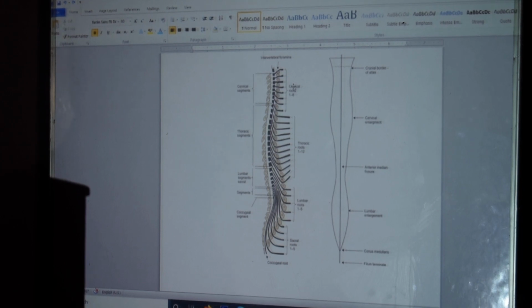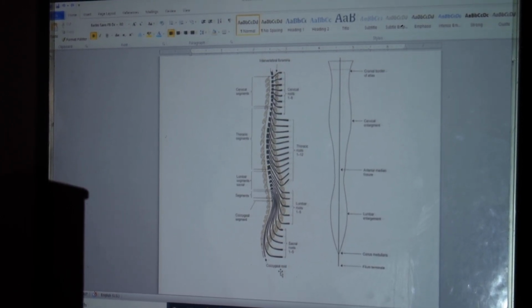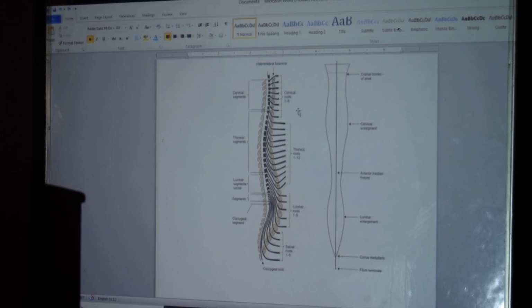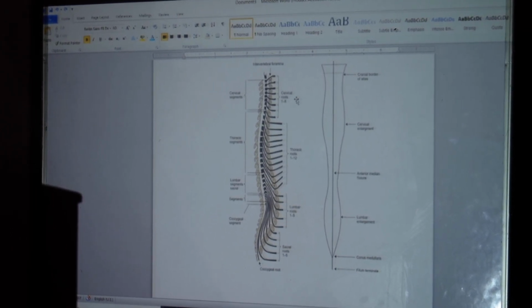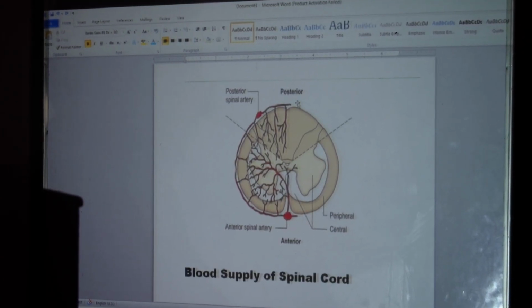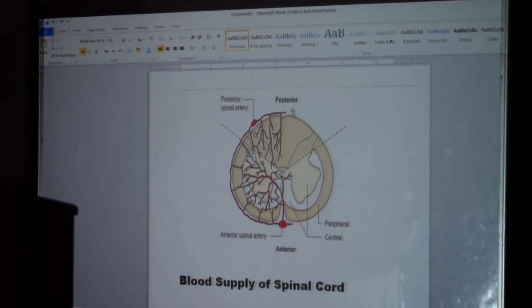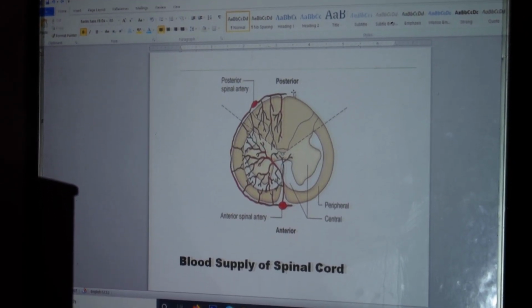Now, the cervical roots, the thoracic roots, the lumbar roots, and the sacral and the coccygeal roots are also shown in the figure. What is asked about the spinal cord is the blood supply of the spinal cord, and the blood supply of the spinal cord has its own clinical implications.